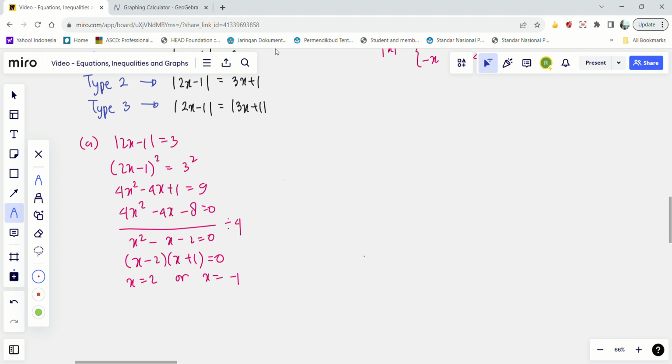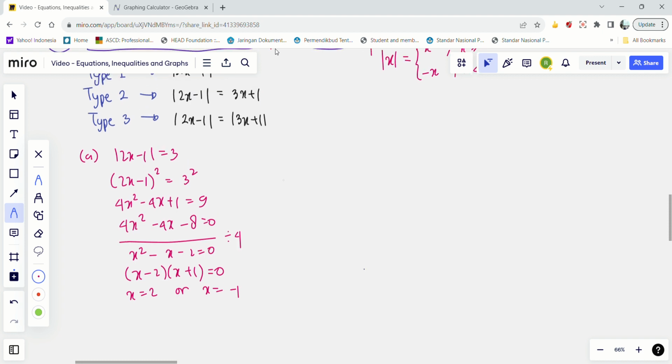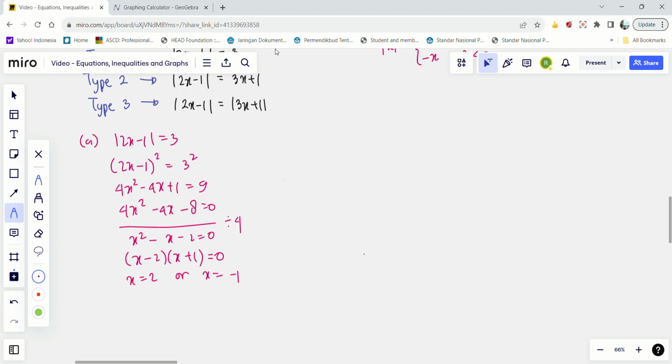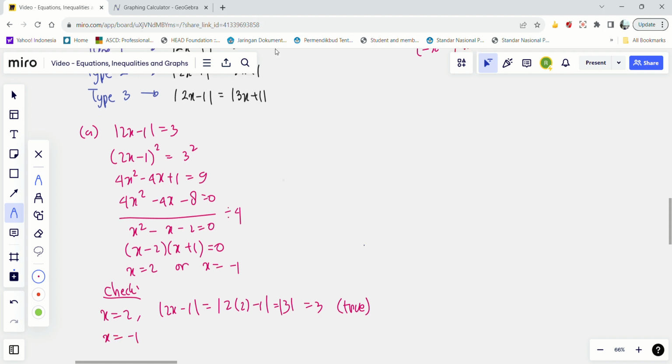So do we need to check in this case? Not needed, in general. But if you want, then just do the checking. When x equals 2, modulus of 2 times 2 minus 1 is modulus of 3, and it's 3, so it's true. That's correct. When x equals -1, you basically do the same thing. Then you'll get modulus of -3, so it's also 3, so it's true. So no problem with this.